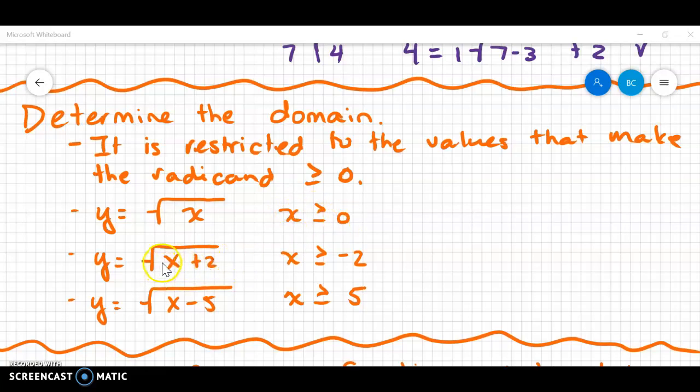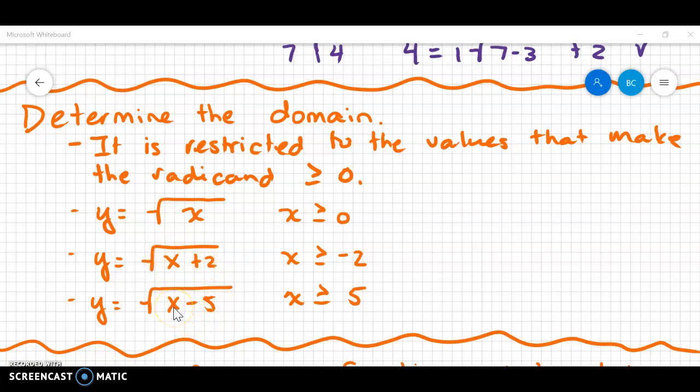If I have x plus 2 under the radical symbol, I know that it has to be 0 or greater than 0. So x could be -2, it could be -1, it could be 10, but it could never be less than -2. So in that case, my domain is restricted. x has to be greater than or equal to -2. So I figure out what the domain is by asking myself, what is x if x plus 2 equals 0?